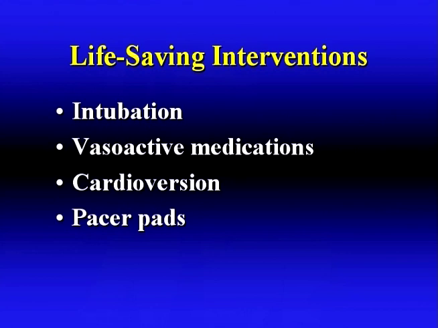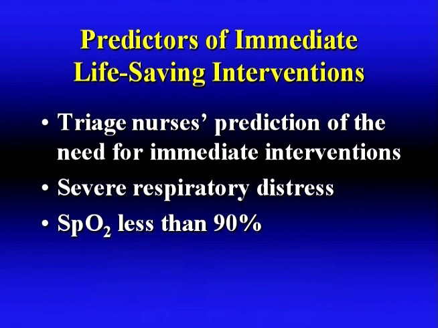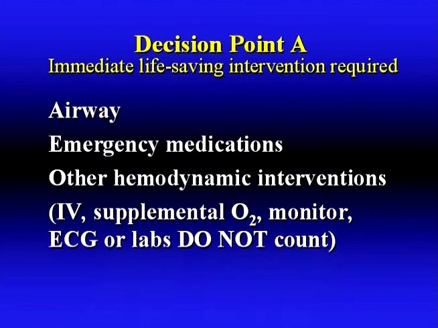Examples included the following: prepare for intubation, starting an IV to administer vasoactive drugs or drugs to control a heart rate, cardioversion, application of pacer pads. When we analyzed the data, we found that the triage nurse's prediction of the need for an immediate intervention was the most important factor that predicted whether or not patients actually received immediate intervention. In other words, triage nurses did not have a problem identifying which Level 2 patients were the most sick. A few other factors also predicted immediate interventions, including severe respiratory distress and an oxygen saturation less than 90%. We took these factors and reworded them into a clinically meaningful way and integrated them into decision point A on the back of the algorithm.